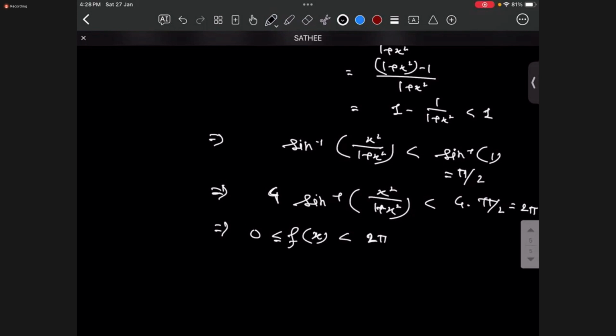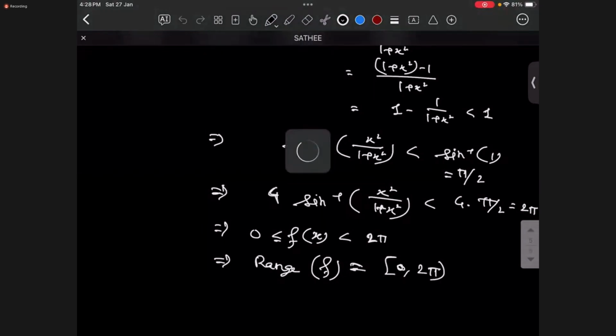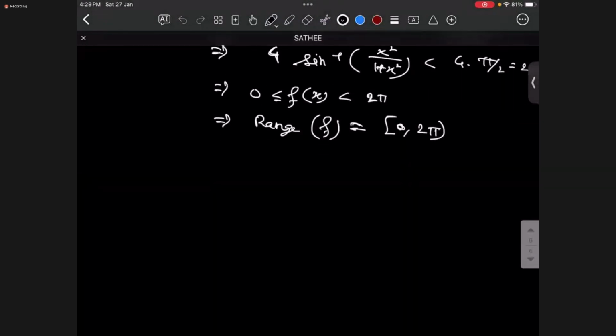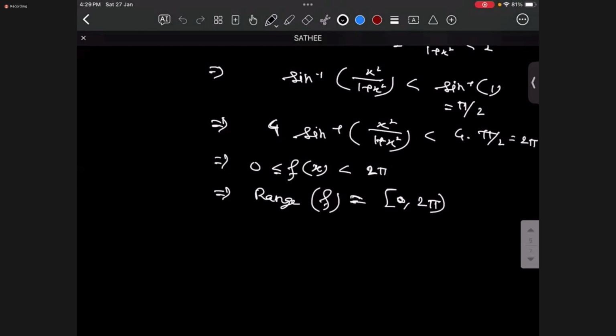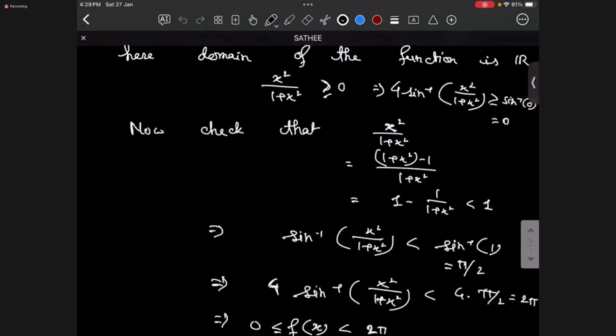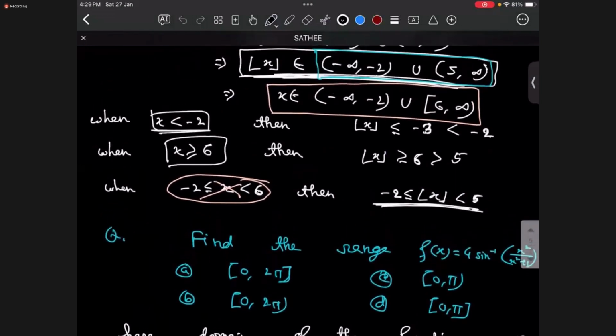Therefore the range of the function f should obviously be closed 0, open 2 pi. Why open? Because the function is not attaining the value 2 pi. That's why we put the open interval. If it had already attained the function value 2 pi, then we could write a closed interval. So I think this much is clear.